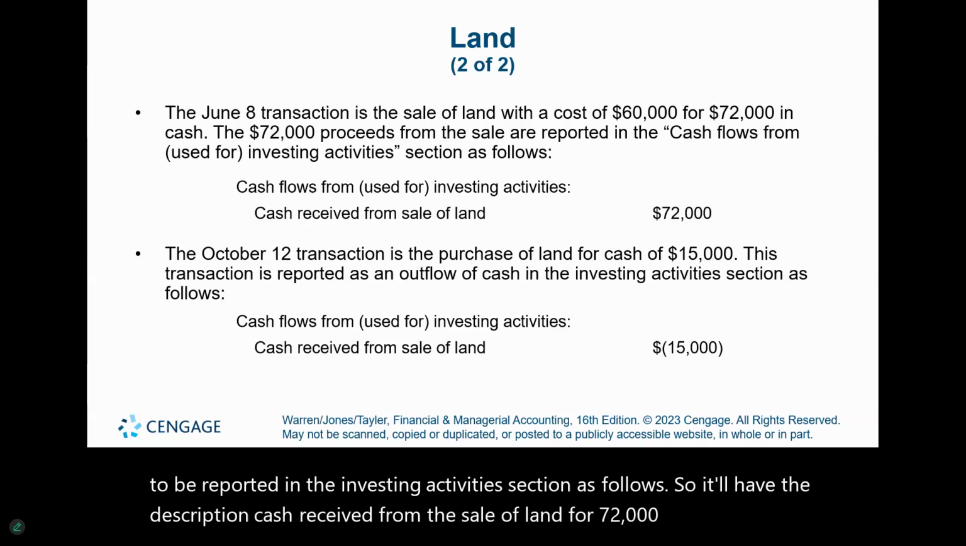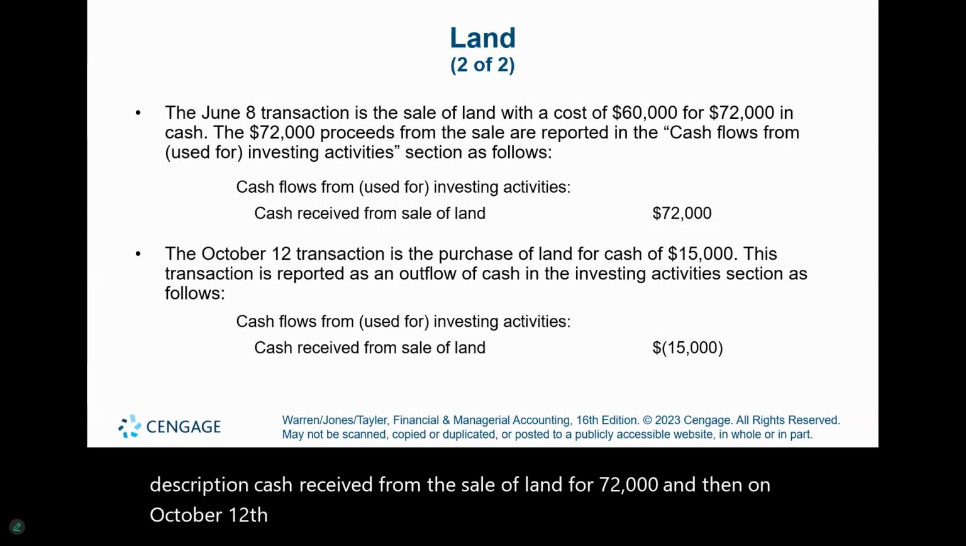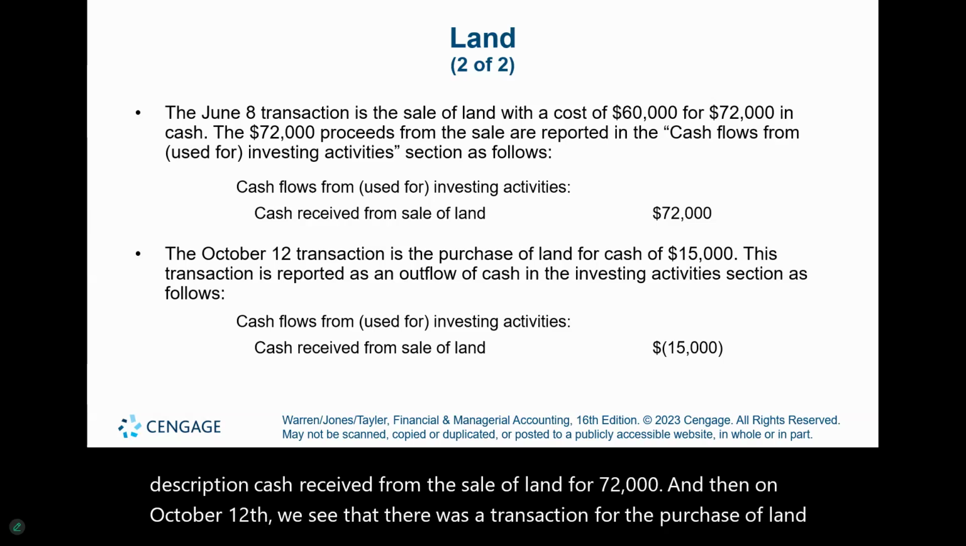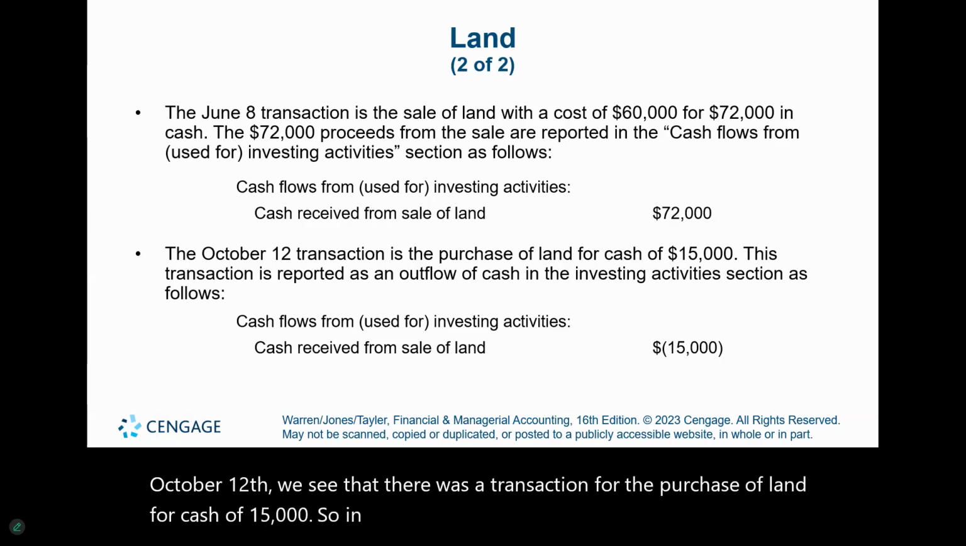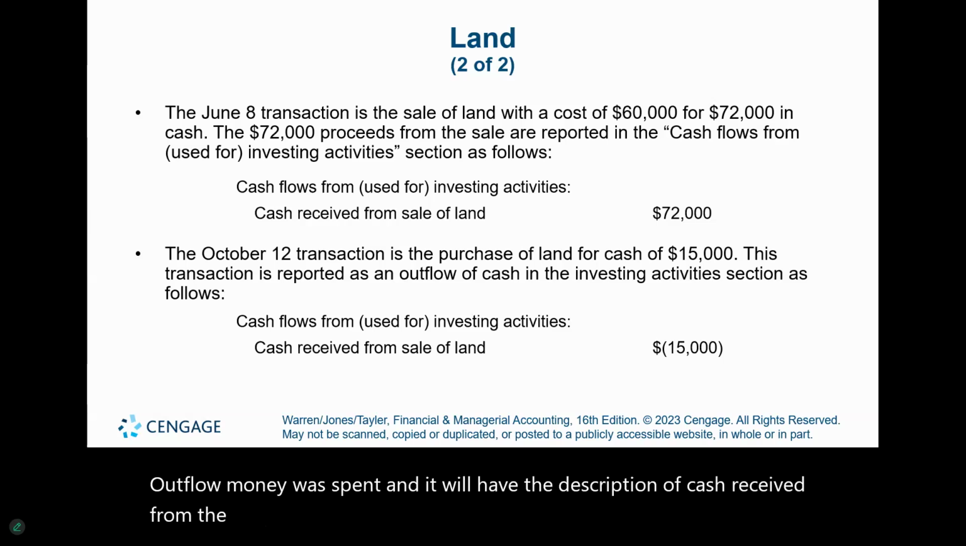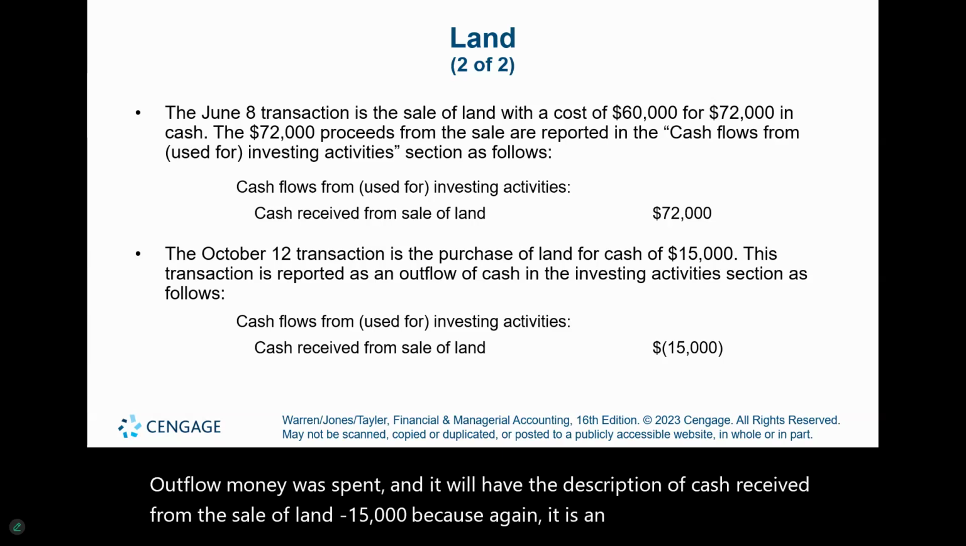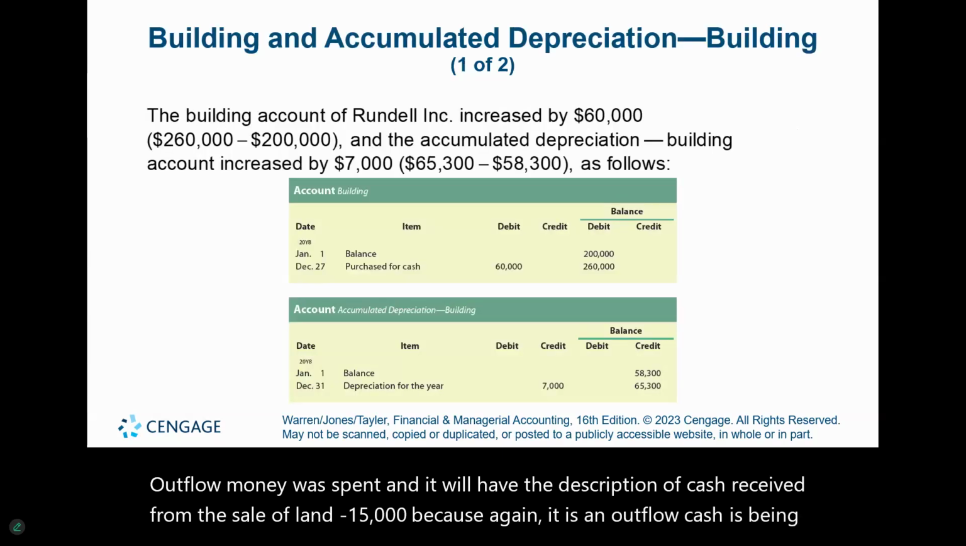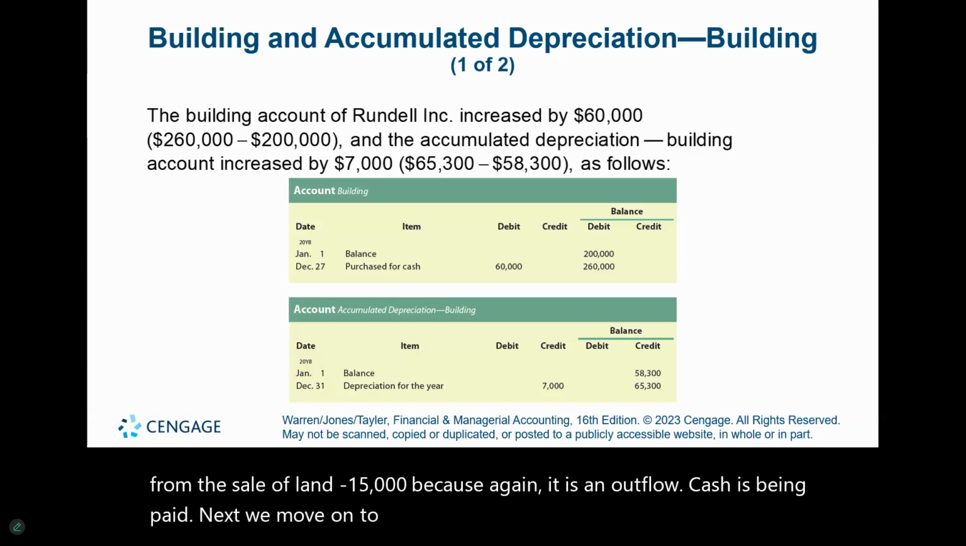And then on October 12th, we see that there was a transaction for the purchase of land for cash of 15,000. So in such case, the transaction is going to be reported as an outflow. Money was spent. And it will have the description of cash paid for the purchase of land, negative 15,000, because again, it is an outflow. Cash is being paid. Next, we move on to the building account of Rundell.